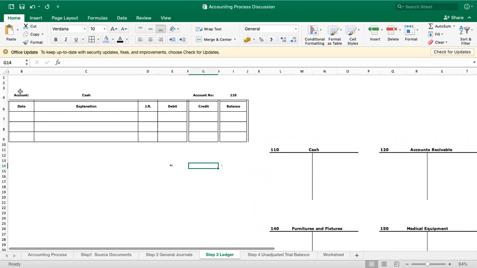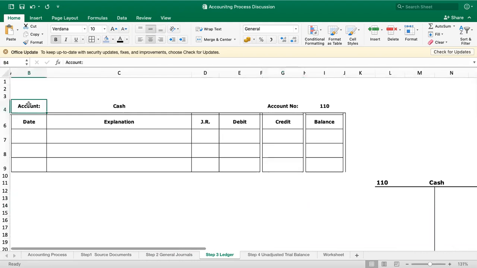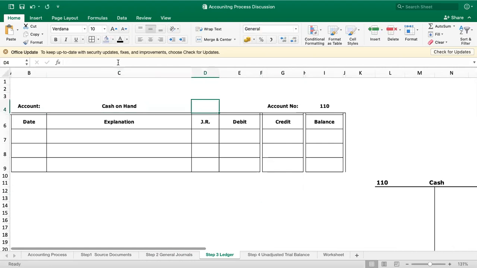Here in the general ledger sheet, you can see the account, for example, this is the account of cash, this is the book of the cash. This is only for the cash on hand account alone. So you have cash on hand. Let's use the illustration. Then the account number of the cash is 110. So this is your general ledger.